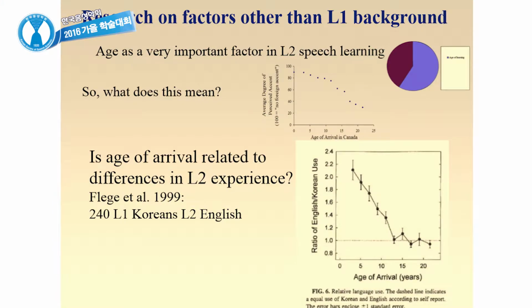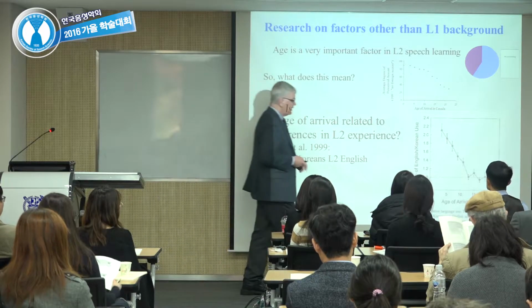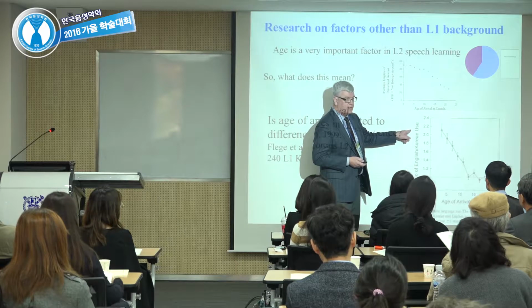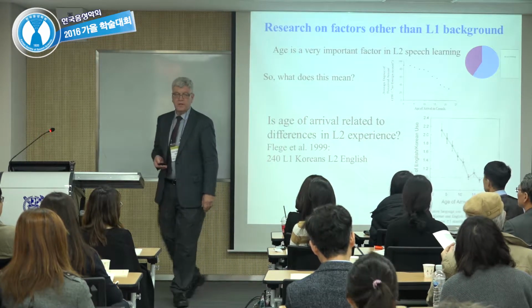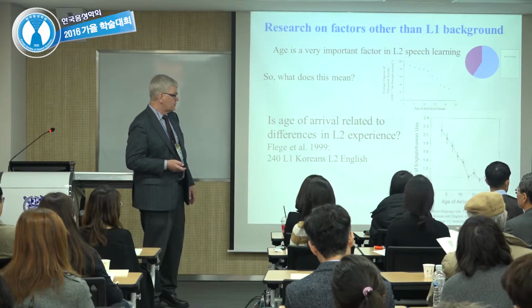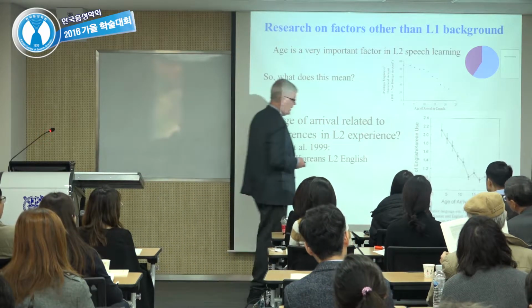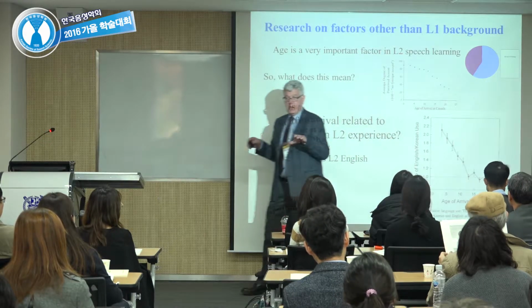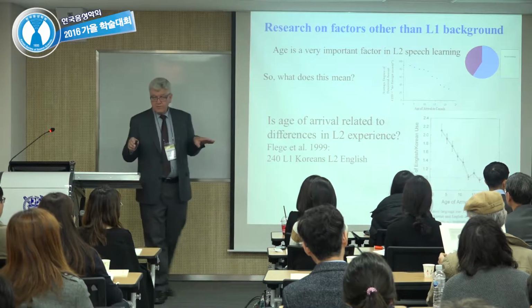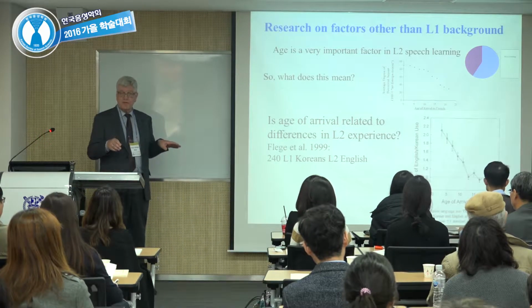Okay, so is age of arrival related to difference in L2 experience? This is from a study that Jim Flege conducted with 240 native speakers of Korean learning English as a second language. What you can see here in this graph is the ratio of English to Korean use. Younger learners use English twice as much as Korean, whereas older learners, from the age of roughly 12, 13, use Korean and English equally frequently. So this could very well account for at least part of the age effect.